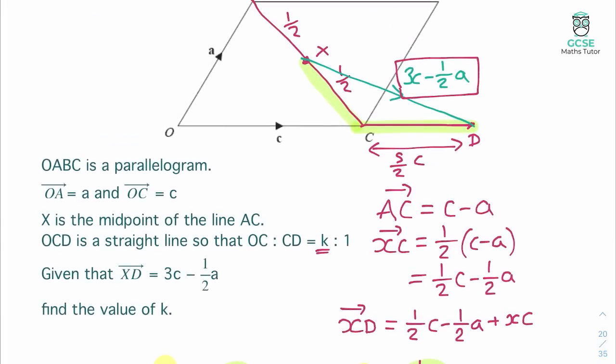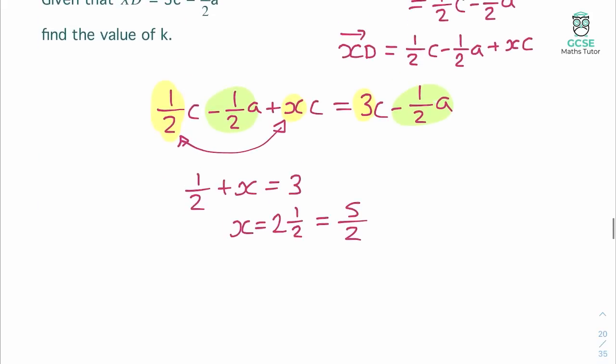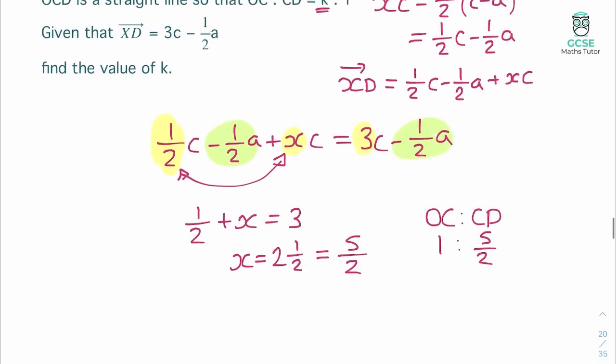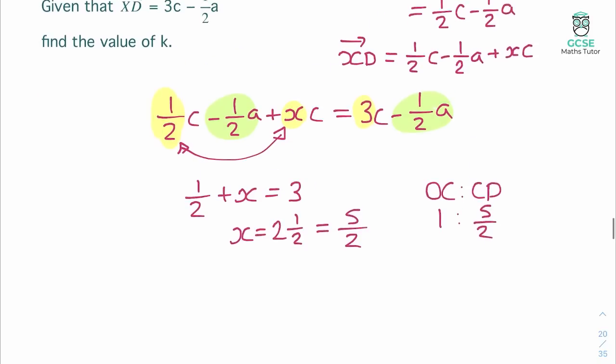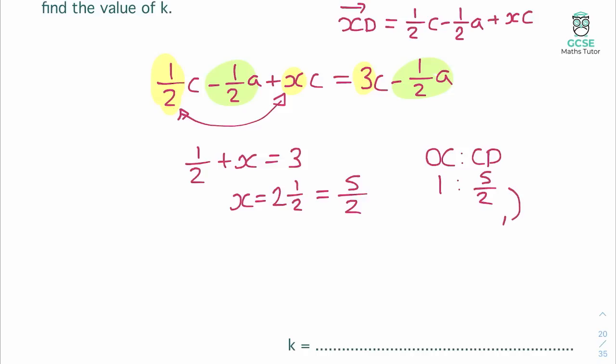Well, O to C is 1c, and C to D is 5 over 2c. So if we write that ratio out at the moment, O to C, C to D is 1 to 5 over 2, double check, so 1 and 5 over 2. And we want it to be in the ratio k to 1, as asked in the question. So how are we going to make 5 over 2 become 1? Well, we'll divide it by 5 over 2.